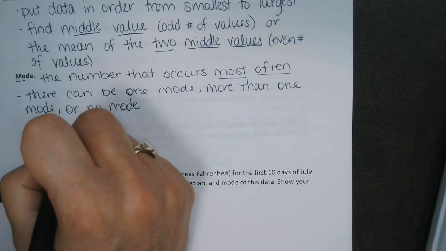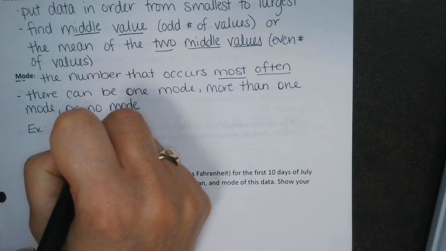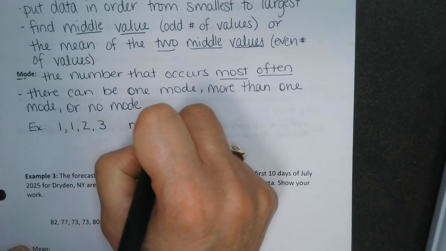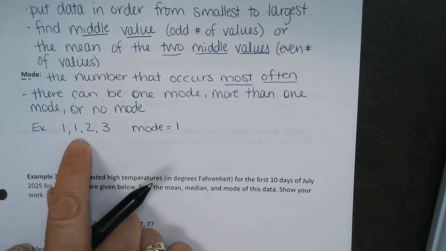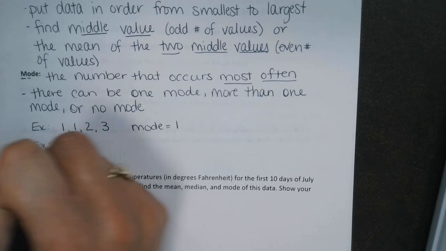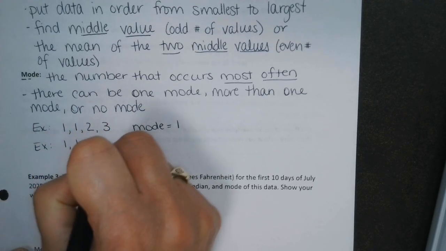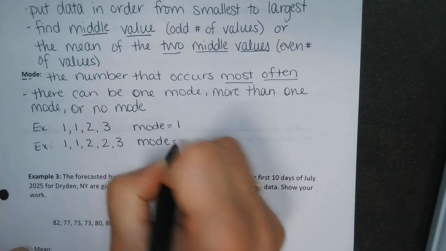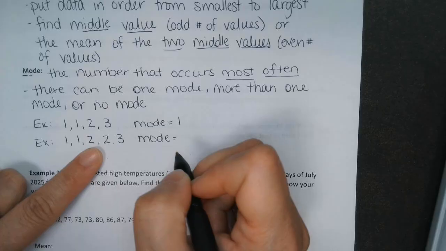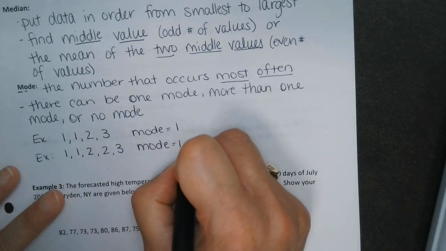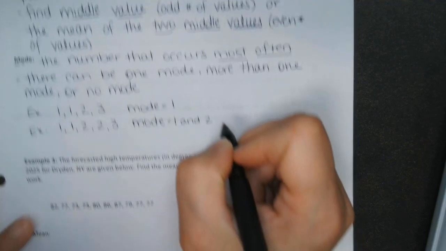If my numbers are 1, 1, 2, 3, that's my data set. The mode is 1. It's what happens most often. If I have 1, 1, 2, 2, 3, there are actually 2 modes now. There are 2 modes that happen more often than anything else, the same number of times. So my modes are 1 and 2.